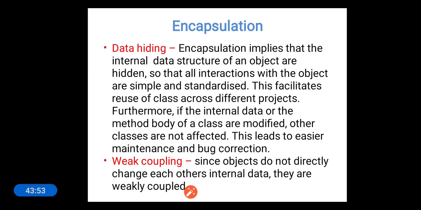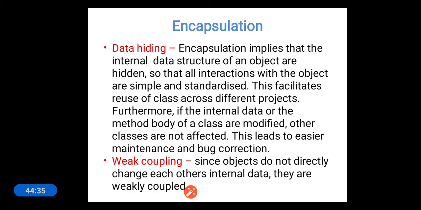Next is data hiding. Encapsulation implies that the internal data structures of an object are hidden, so that all interactions with the object are simple and standardized. This facilitates reuse of a class across different projects. Furthermore, if the internal data or the method body of a class are modified, other classes are not affected. Why? Because the data is hidden and there is less coupling among the data items in the objects. This also leads to easier maintenance and bug correction.